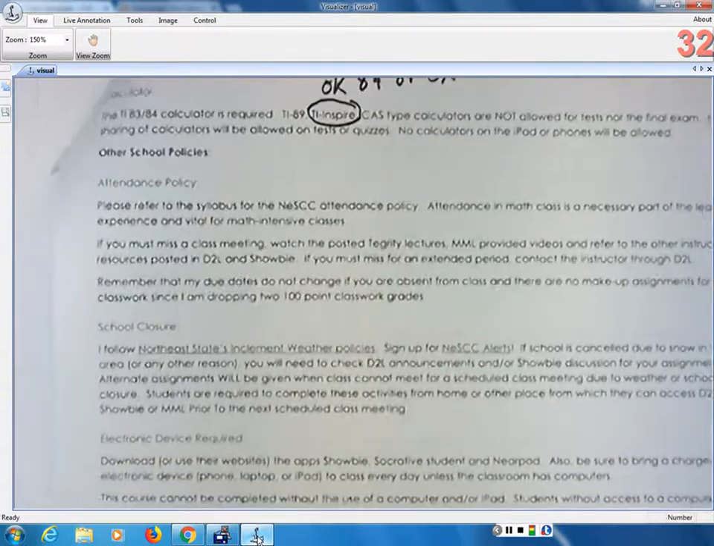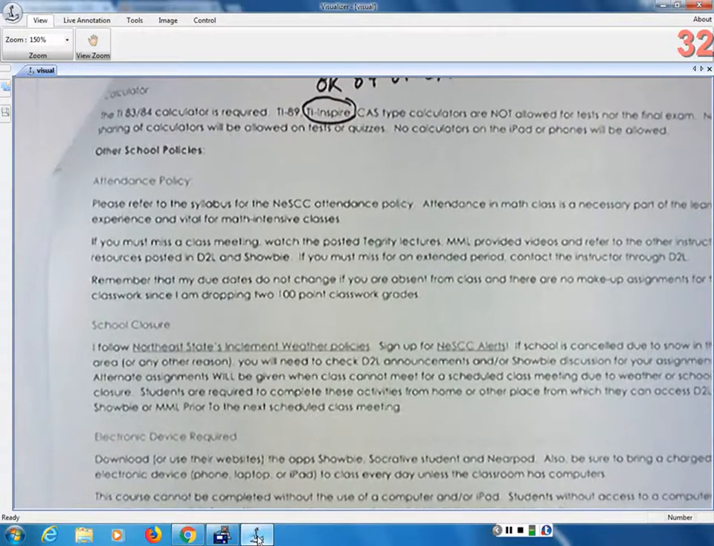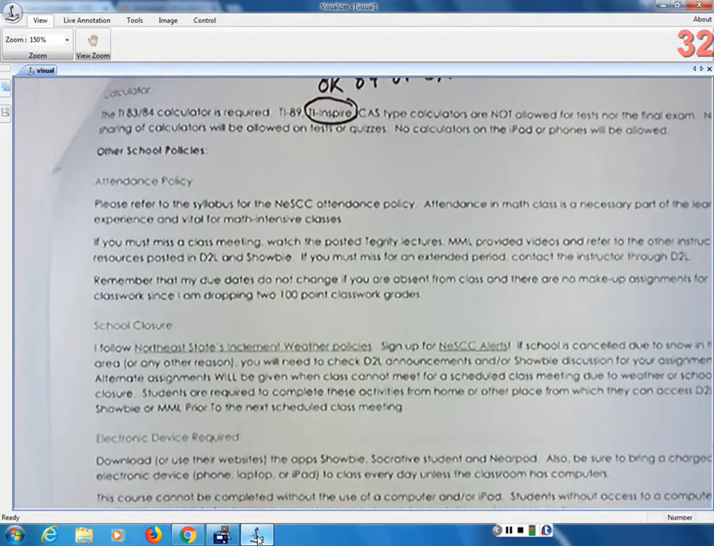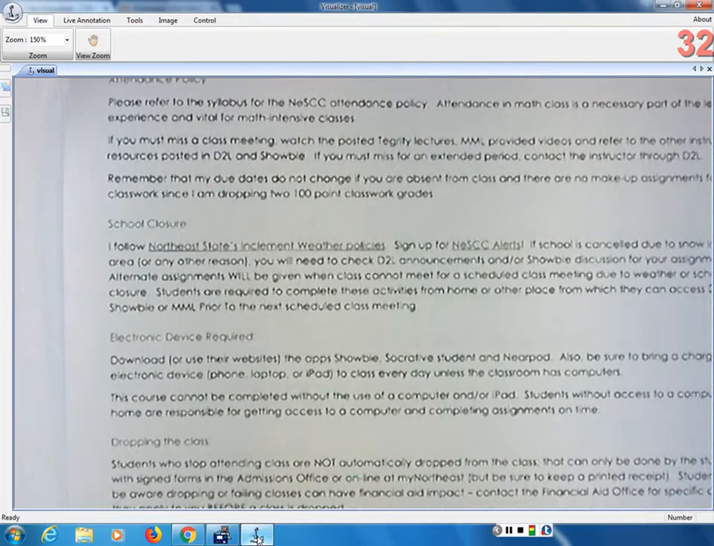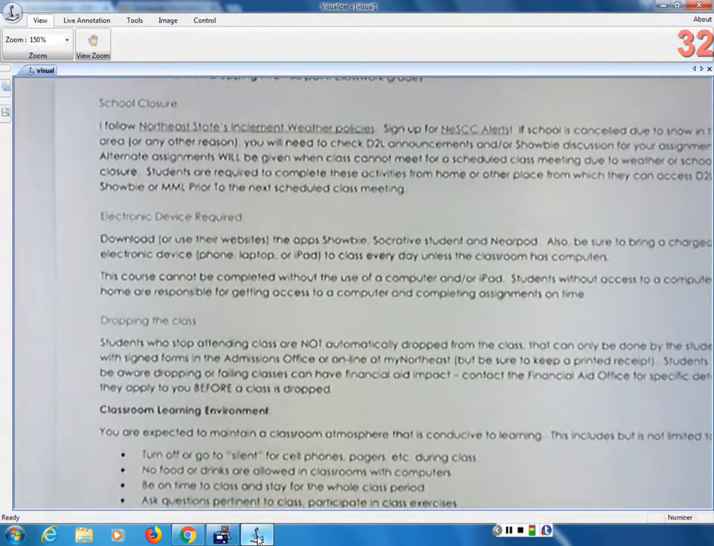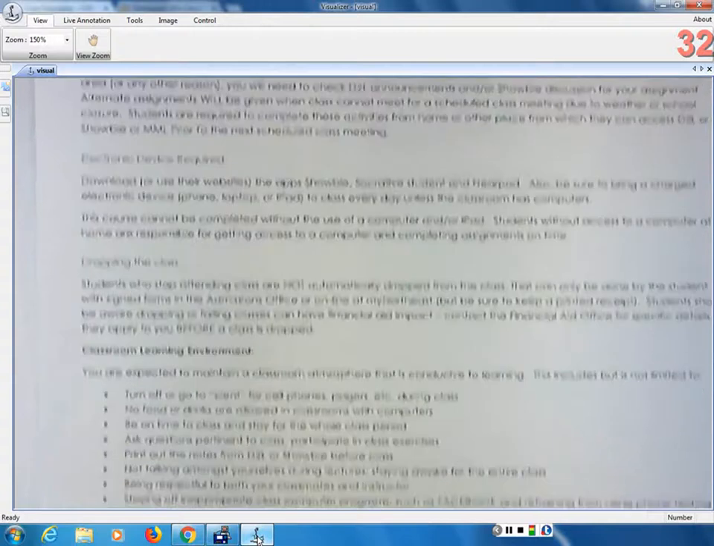In attendance, you need to come to class. I do record it, but you do need to come to class. My due dates don't change if you're absent, because most things are in Schoology. Not everything's in Schoology. An electronic device is required, well, you've got a computer in front of you, so you can use that one instead of bringing some separate thing if you want. And you do need to use a computer or iPad at home. You're not automatically dropped.